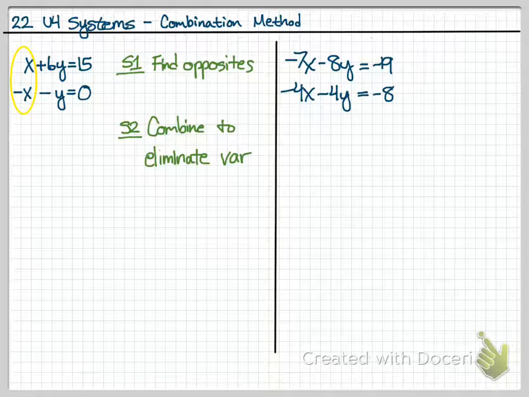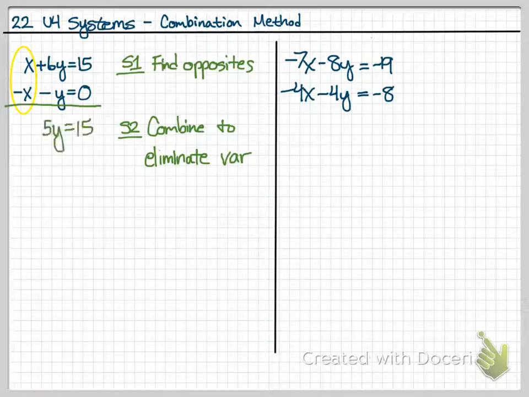So if you want to give this a shot, write this into your notes and then combine those two to see what you get. And then press play when you're ready. Okay, welcome back. When you combine them, 6y minus y will become 5y. 15 plus 0 will become 15. So you're combining them by addition.